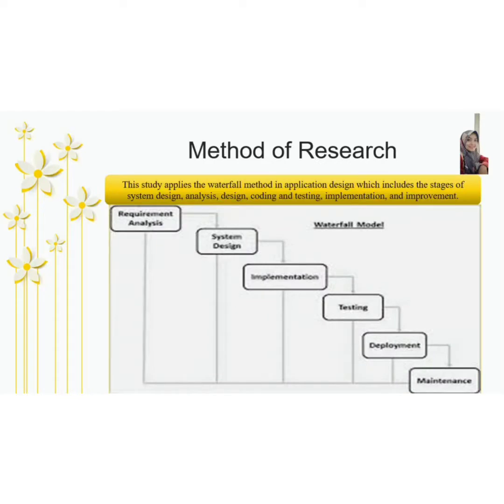Okay, for the next slide, we are going to discuss the method of research. This study applies the waterfall method in application design, which includes the stages of system design, analysis, design, coding and testing, implementation and improvement. The characteristic of the waterfall is that activities flow from one phase to the other sequentially, and each phase is passed to completion first to get to the next phase. In the picture, we can see together: requirement analysis, system design, implementation, testing, deployment, and maintenance.